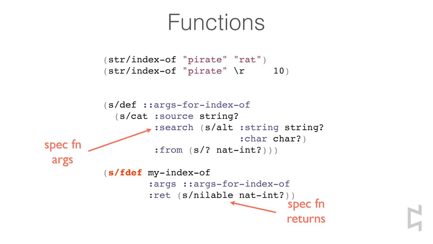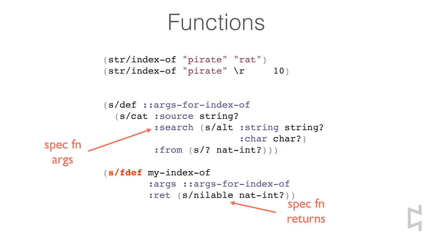What is a function at the end of the day? A function is something that takes arguments, and arguments come in order. So what are we going to use for that? Regular expressions, and functions have a return value. So here, I'm going to show a couple of example uses of a function in Clojure, index of, and then I'm going to say, let's spec the args to index of.